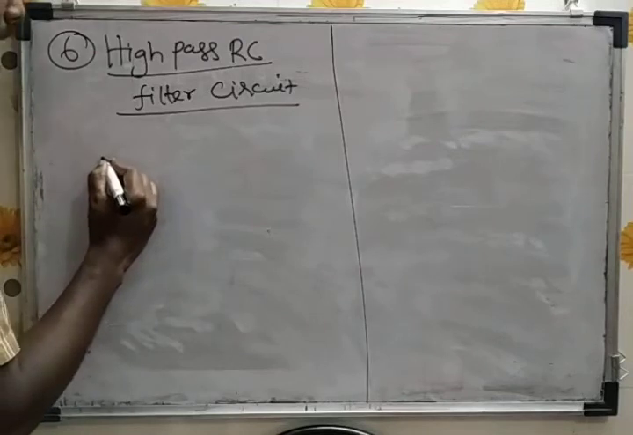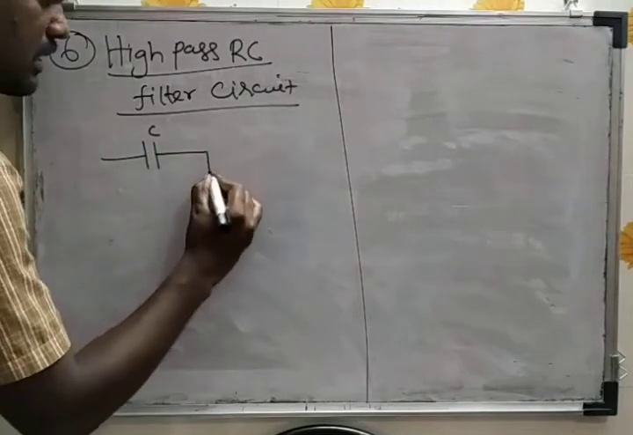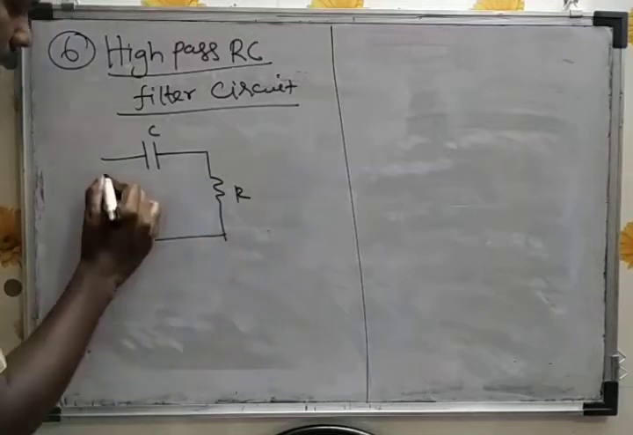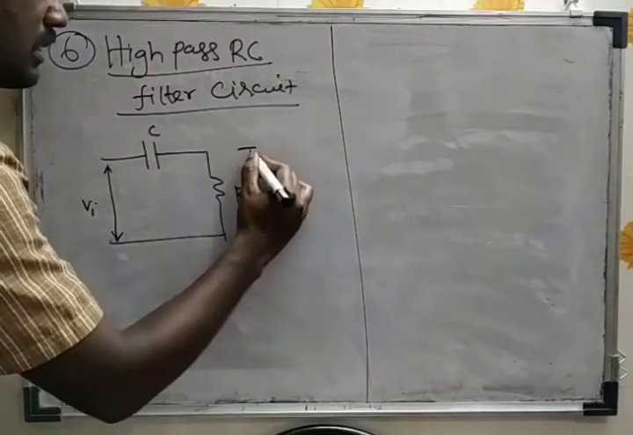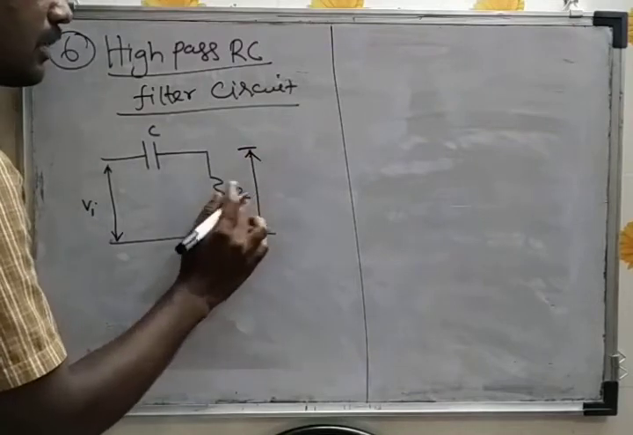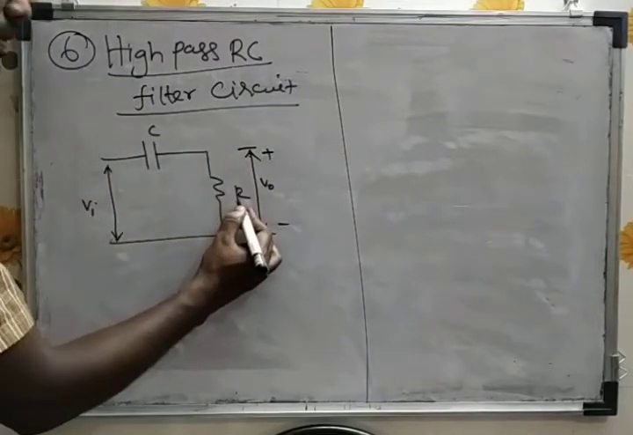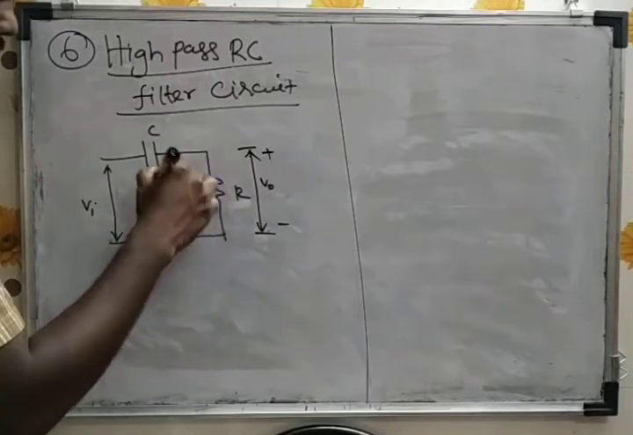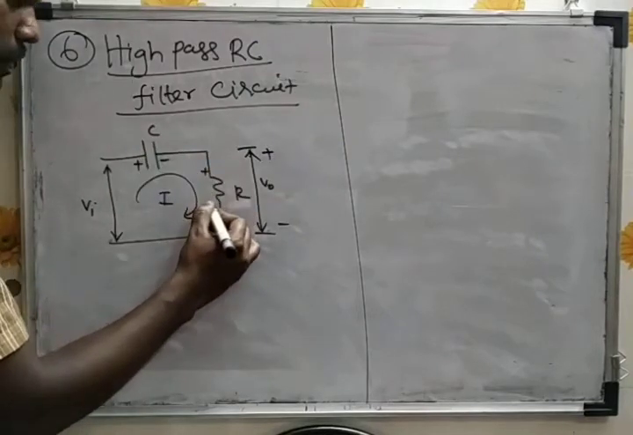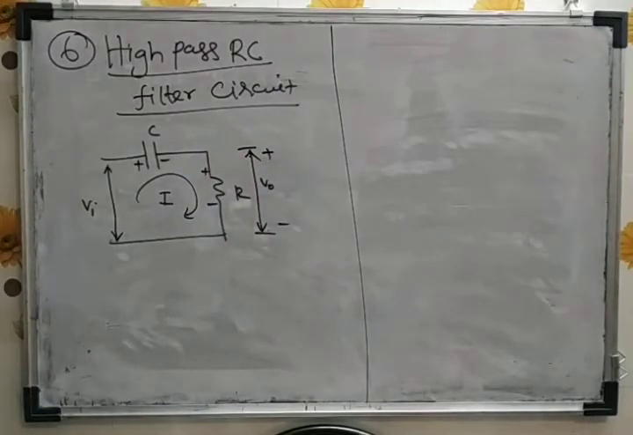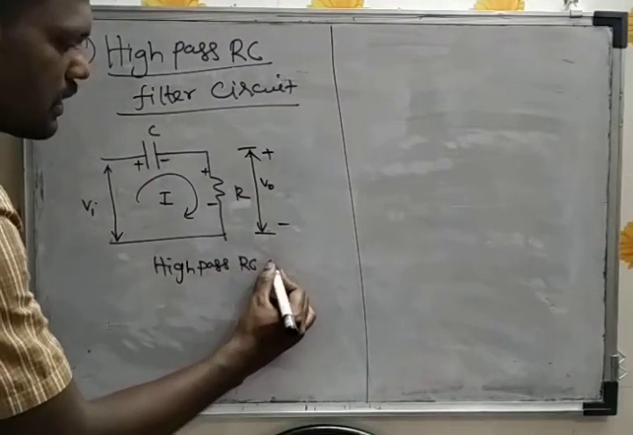So we have a series capacitance and a shunt resistance R, and we are giving input here, VI, and we are taking output across the shunt resistance R as V0, which is the voltage across this resistance R. Consider the current flowing through the circuit is I. Here you have plus minus polarity. This is a simple high pass RC circuit.